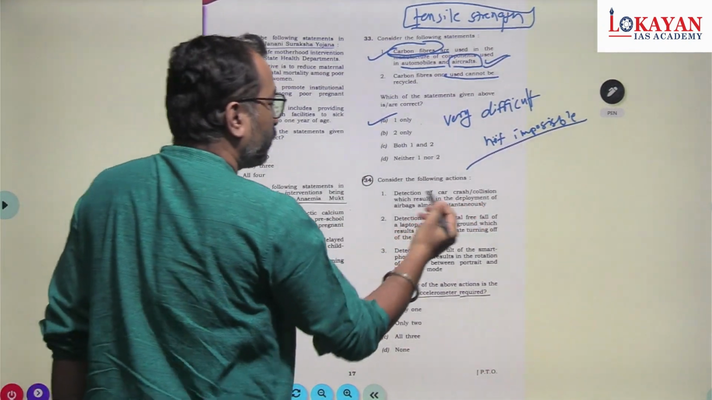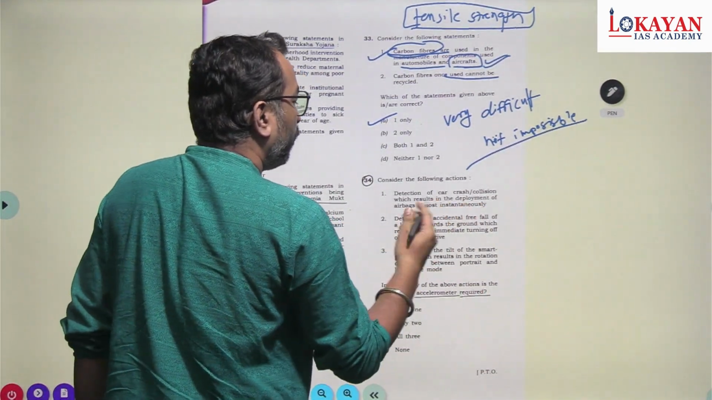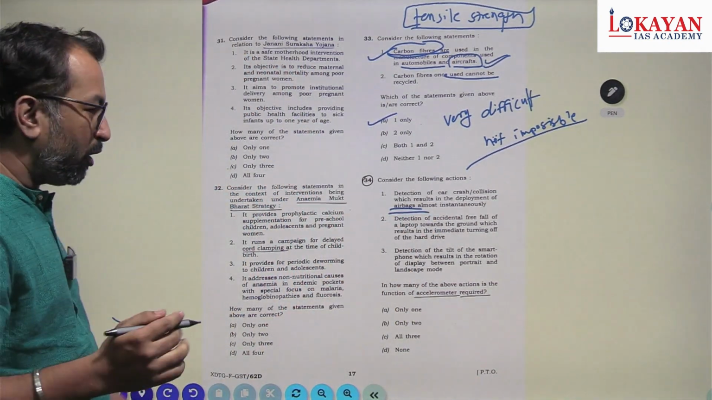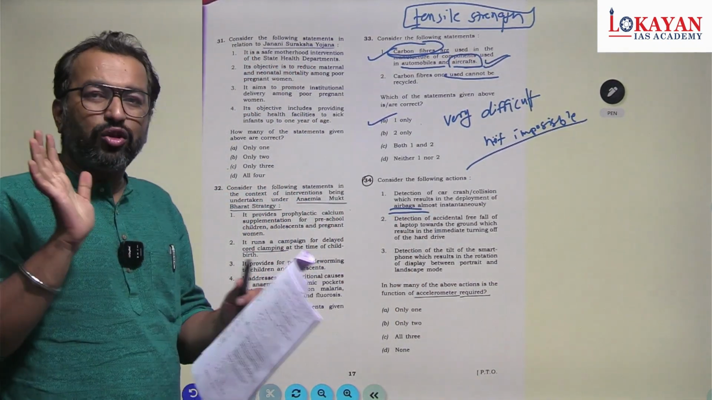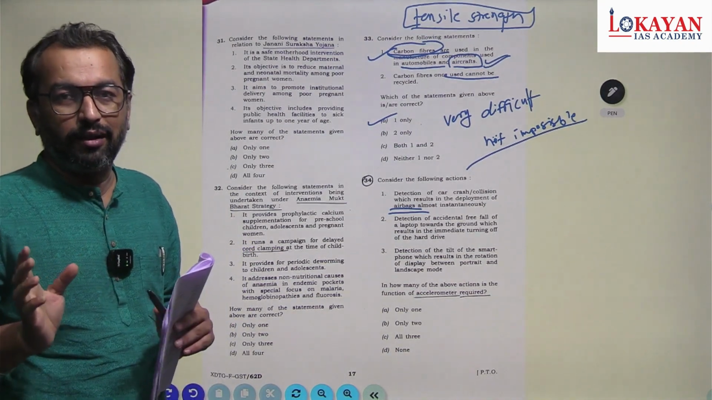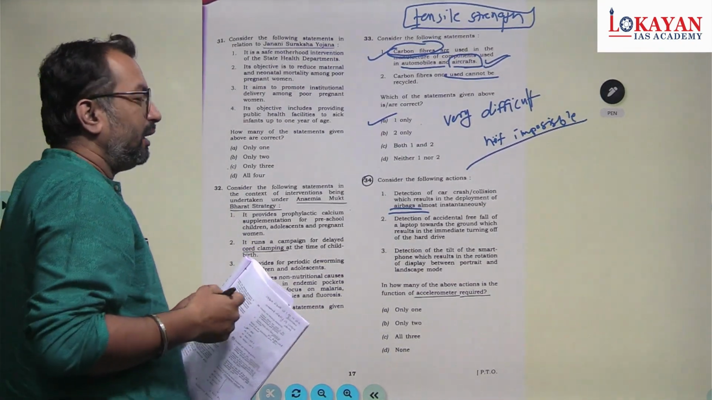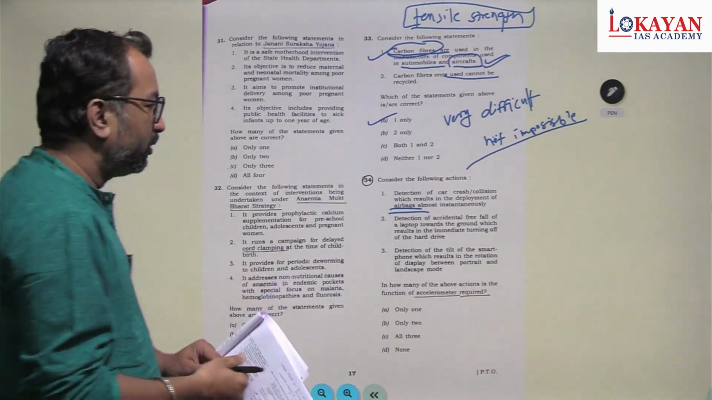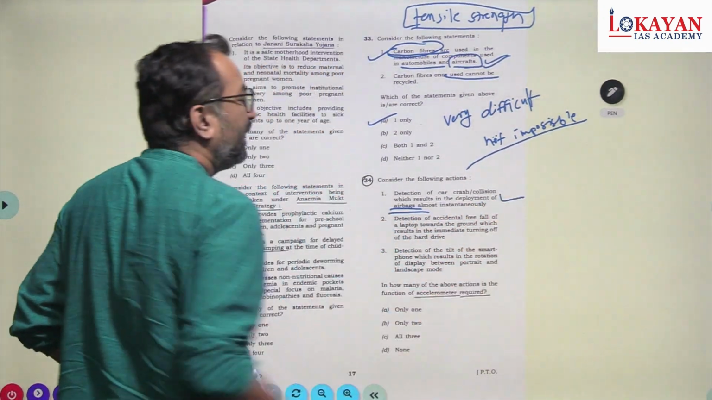Detection of car crash collision, which results in the deployment of airbags. There also accelerometer is used because sudden change of pace happens when an accident happens, right? So that means it senses that sudden change and accordingly airbags are opened. So it is the usage of accelerometer.